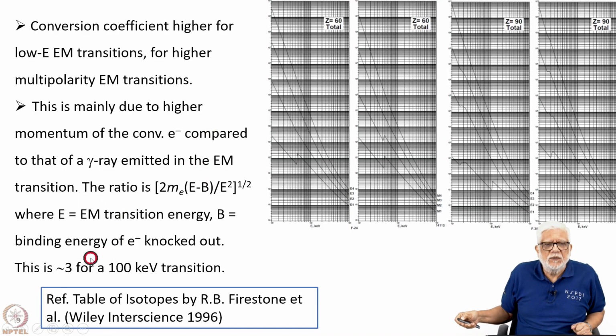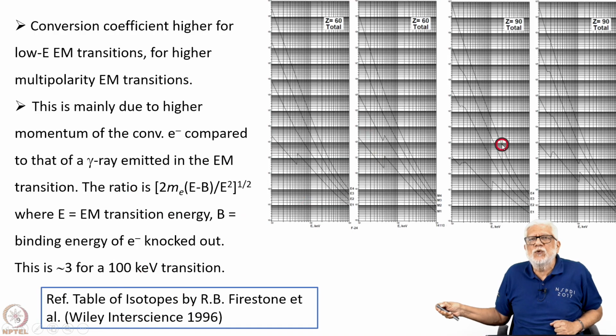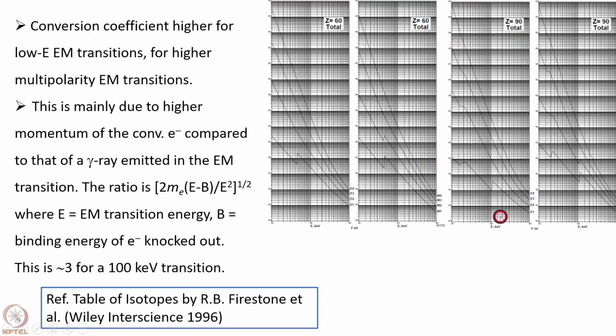So, in fact, for this it is a factor of 3, that is as we saw there. Okay, so this is taken from this reference. As you can see, the conversion coefficient, maybe you can't see it from this graph, but if you believe me, the higher Z elements have a higher conversion coefficient for the same energy. So, let us take this 100 keV, this is higher for Z equal to 90 as compared to Z equal to 60.